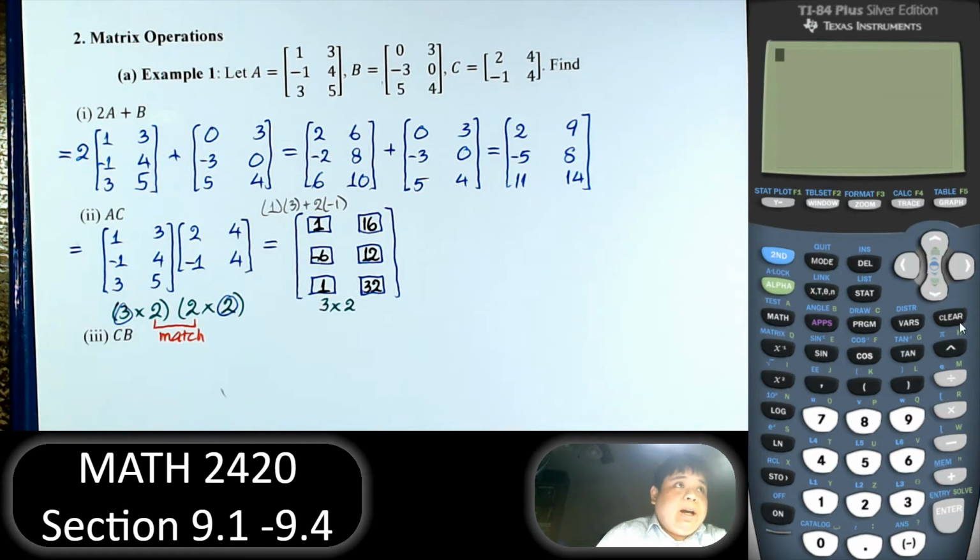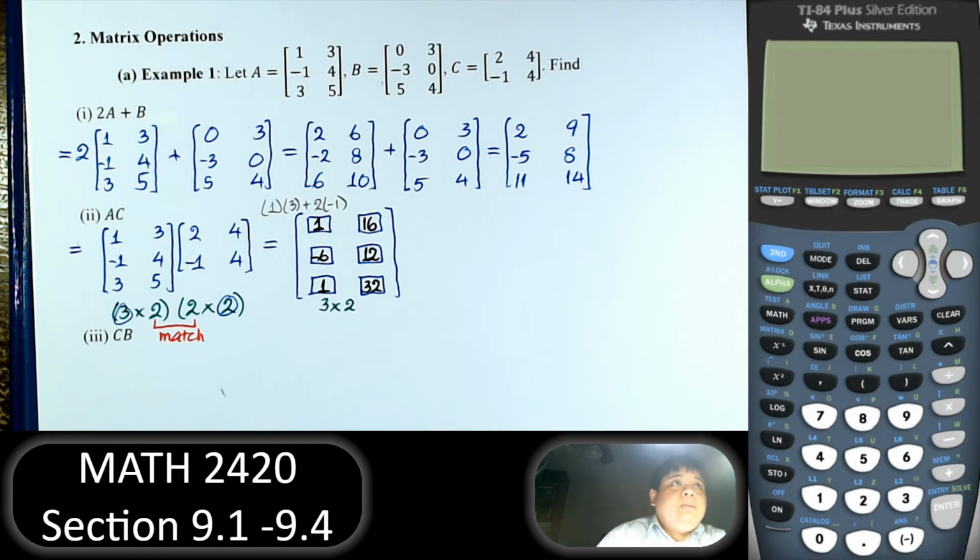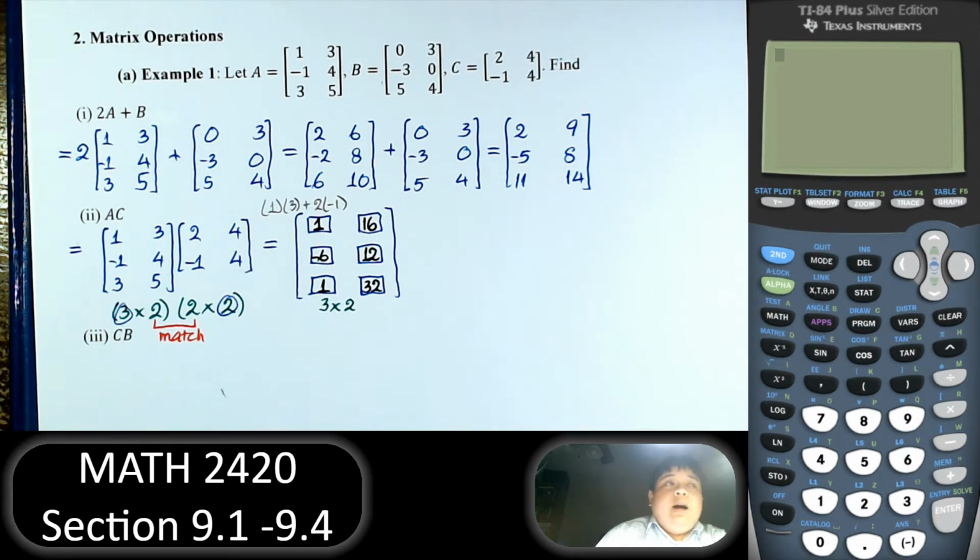Now if we use the calculator, the matrix is here, that button, but we have to hit second, the matrix. When we do that, we have 3 tabs. The first one is name, the second one is math, and the third is edit.